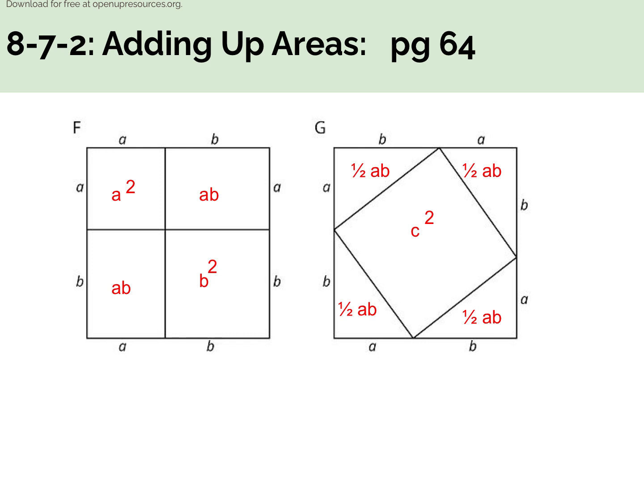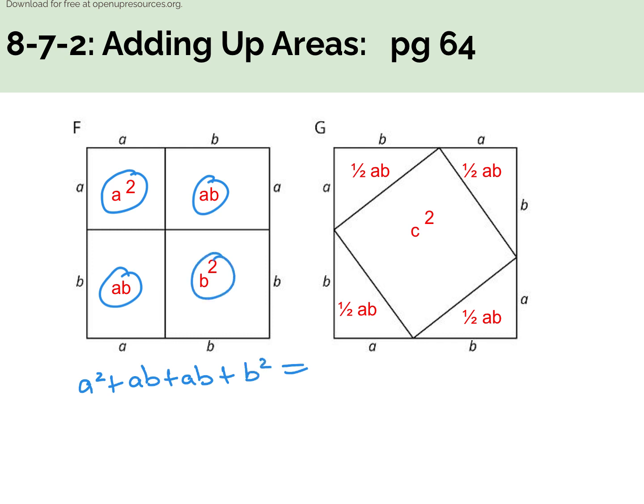All right, so what we said before is that both of these squares equal each other. And what I'm going to do is write down everything in F. We know that we can take all these different small areas, add them together, and that's going to be F. So I'm going to have a squared plus ab plus ab plus b squared.